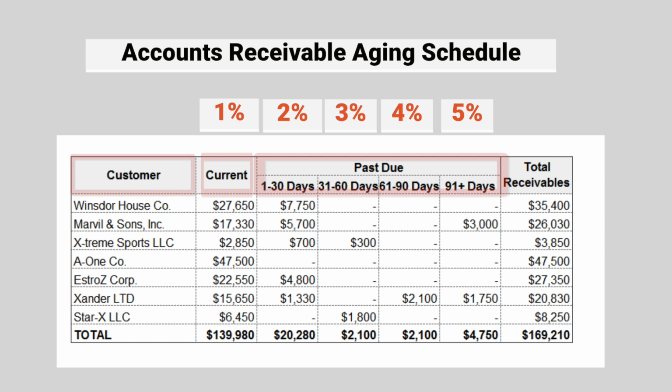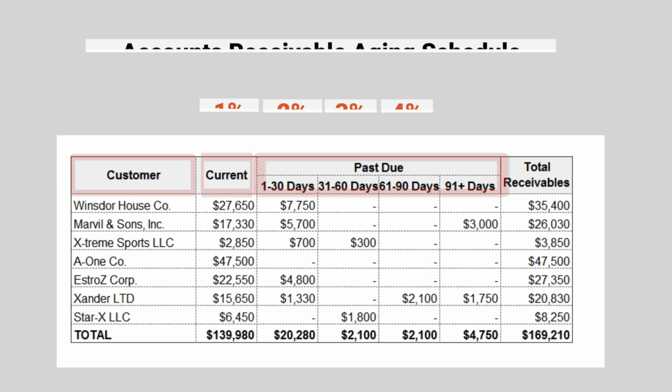And basically what the company should be doing is gathering up these amounts, multiplying these percentages by the totals at the bottom here. If the company arrives at a total of uncollectible AR of $20,000, let's assume in this case, then the company should be recording a journal entry at period end that is a debit to bad debt expense and a credit to allowance for doubtful accounts.